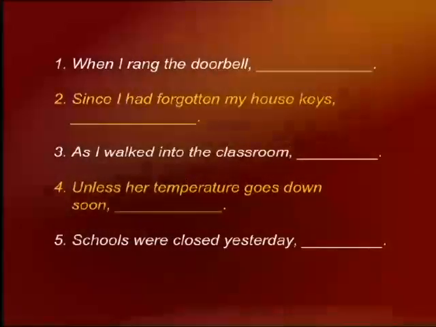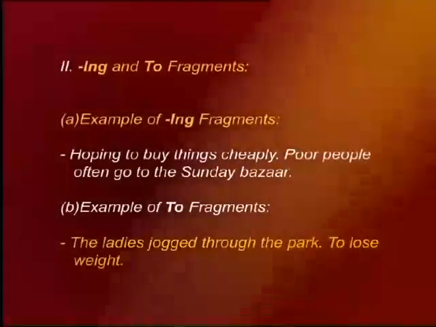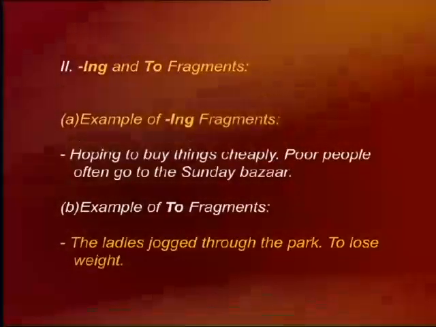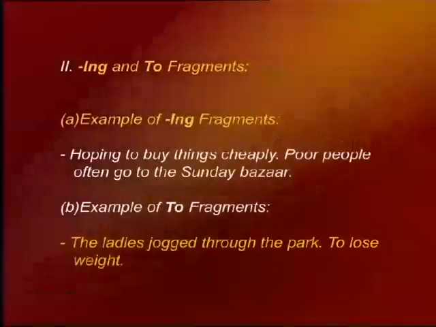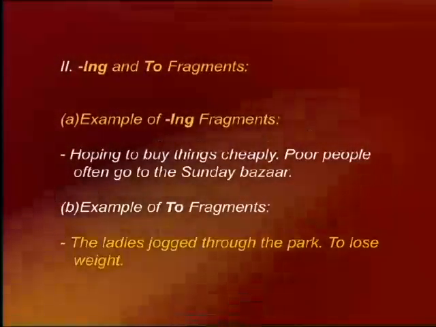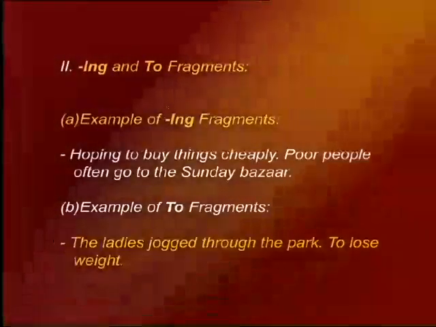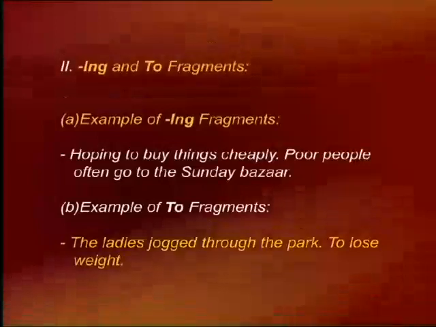Right? Now, the second type of fragment is the ing and to. Now, when a word which ends in ing appears at the beginning of a group of words, a fragment may result. Example, hoping to buy things cheaply. Poor people often go to the Sunday bazaars. Now, here the second statement is a complete statement. But the first group of words lacks both a subject and a verb. So it is a fragment.